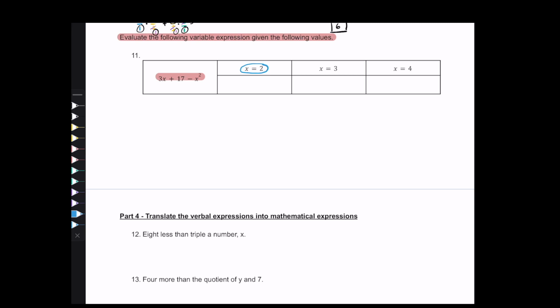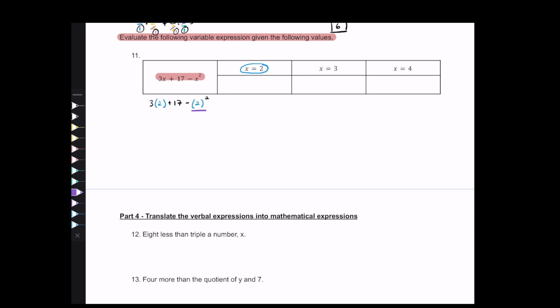2. So if we were going to go ahead and do this, we would say, okay, 3, and then we're going to do times 2. We're going to substitute the 2 in here, and then plus 17 minus, and then we're changing this x to 2 as well. Okay, that's all we're doing. We're changing x to 2. This is now a numerical expression.